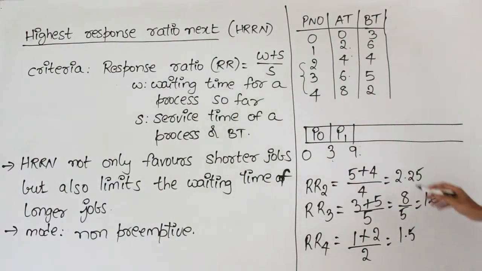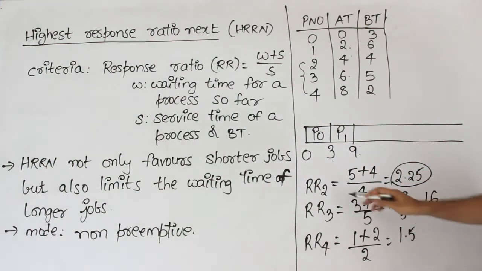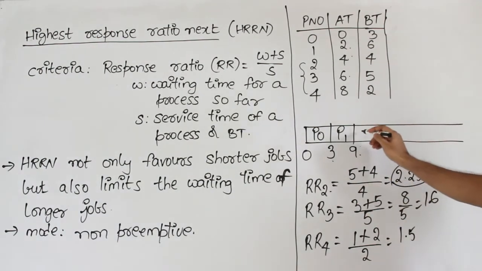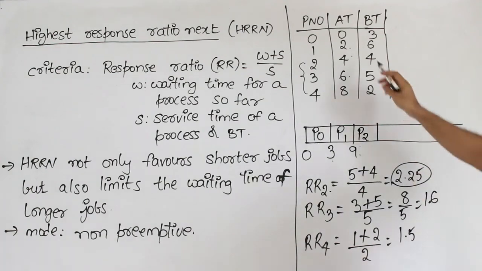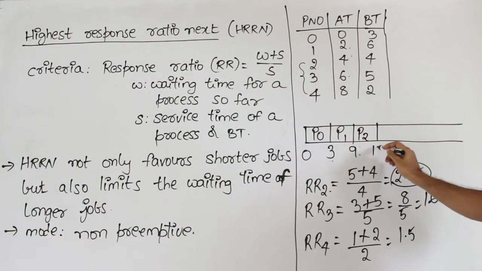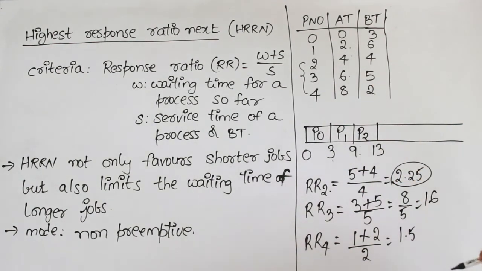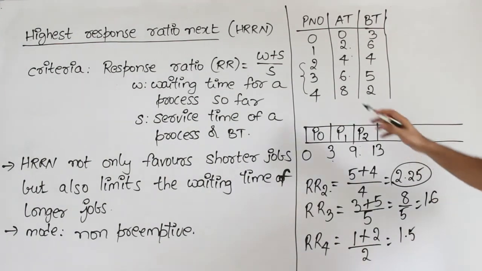Which one has the highest response ratio? This one, right? Therefore I am going to pick the second process and schedule it. So P2 will be scheduled, and how long does it run? It will run for 4 units, which means it is going to run till 13. Understood that?